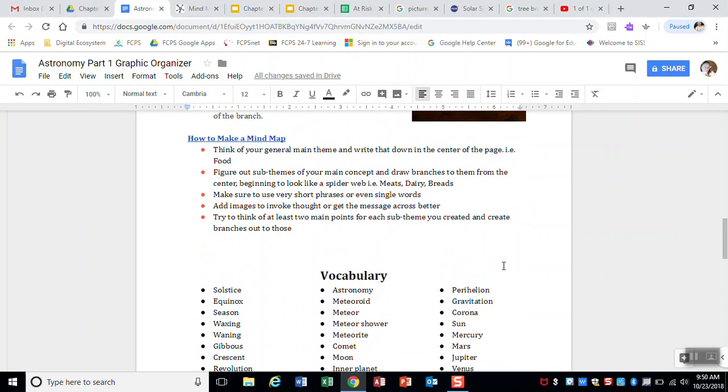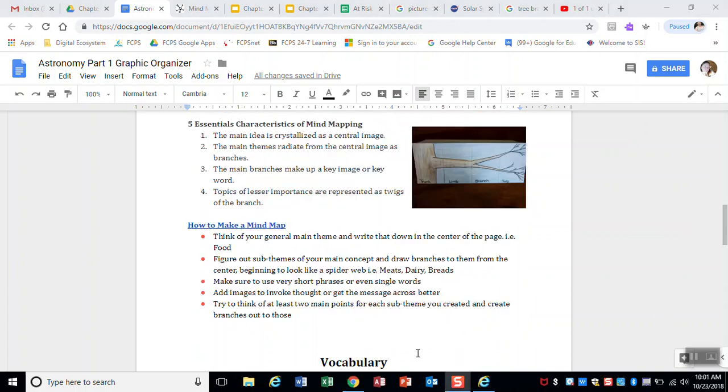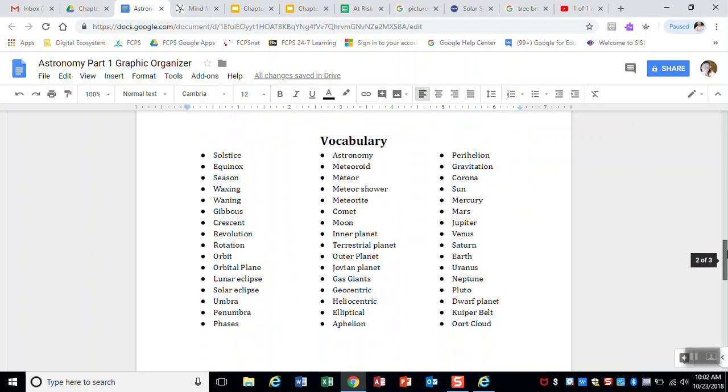Make sure you use, hold on, announcement. So again, make sure that you use really short phrases or even sometimes single words. You also want to use color. That really helps people put things into their mind. And try to think of at least 2 main points for each sub-theme that you created and create branches out of those sub-themes. So you might be thinking now, what are the themes and concepts that we're talking about?